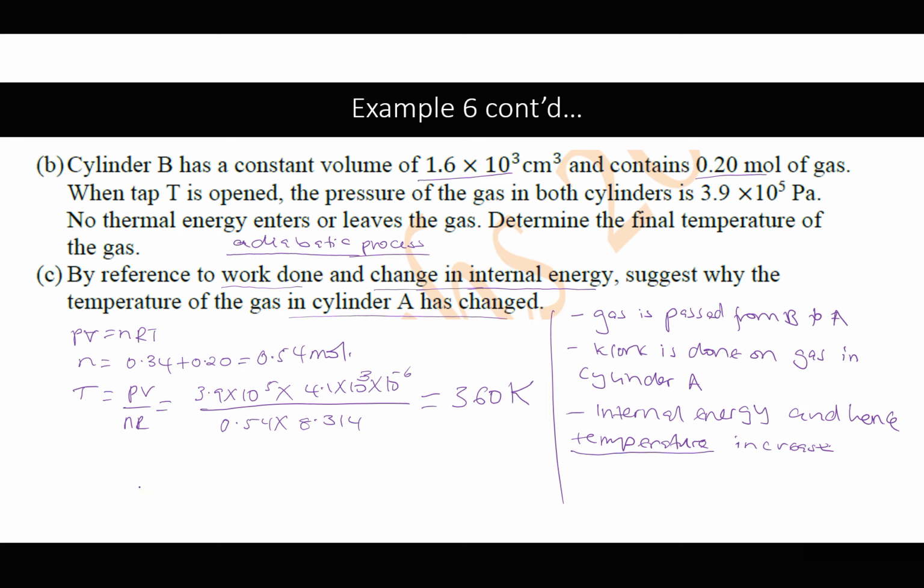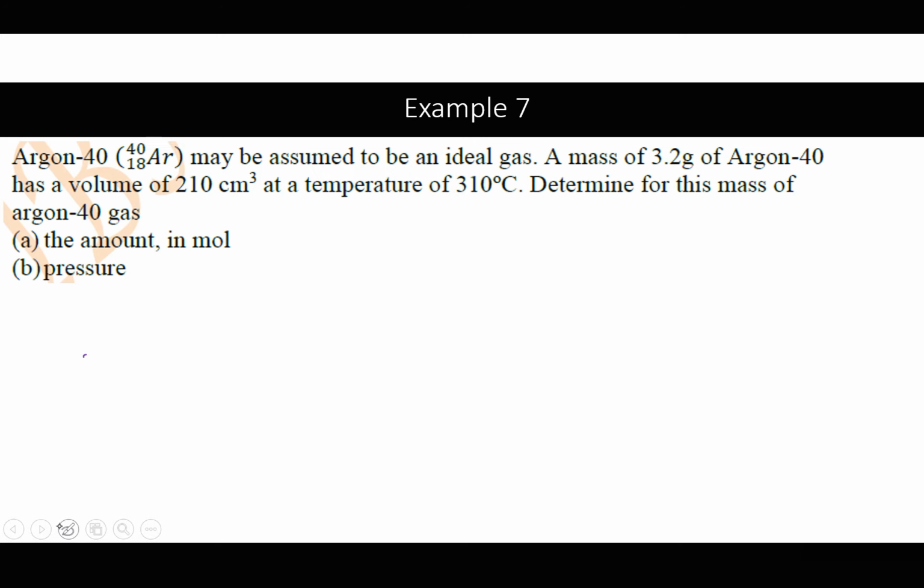Okay, I hope I've tried my level best to answer that question. Let's go to the next example. Example number 7. Argon 40 may be assumed to be an ideal gas. 3.2 grams of argon 40 has a volume of 210 centimeters cubed at a temperature of 310 degrees Celsius. Determine for this mass of argon the amount in moles.